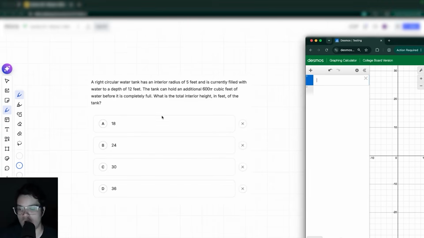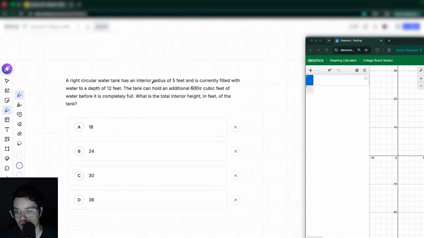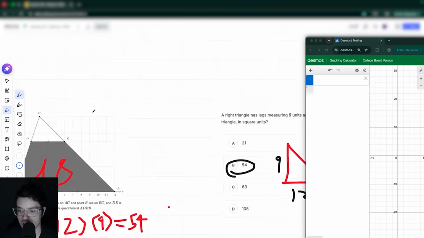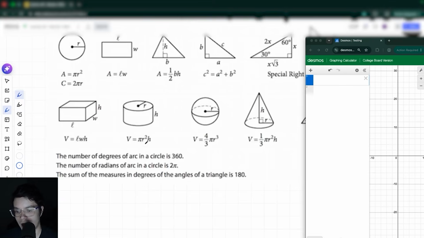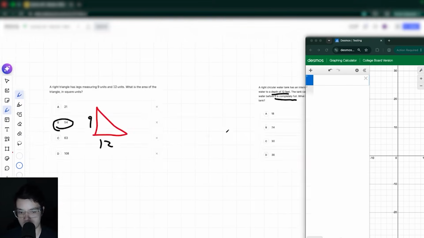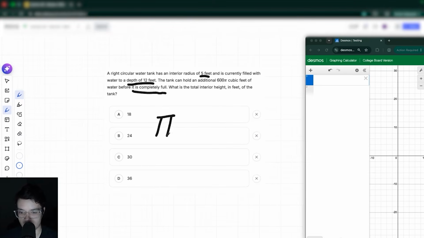Here's another one that's going to require an equation. We have a right circular water tank with an interior radius of 5 feet, and it's currently filled with water to a depth of 12 feet. It says it can add 600 pi cubic feet of water before it is completely full. So this is going to take a pretty in-depth equation. A circular tank essentially means a cylinder, so pi r squared times h would be the volume. So we can write pi r squared multiplied by h.